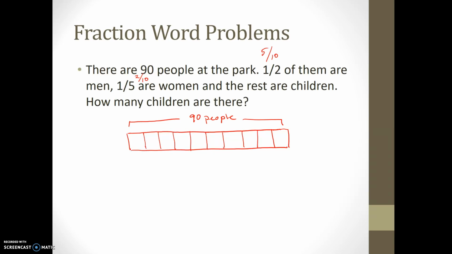Okay, so how many do we have that are men? We've got 5/10. So 1, 2, 3, 4, 5. 5/10 are men. 2/10 are women. And the rest are children.